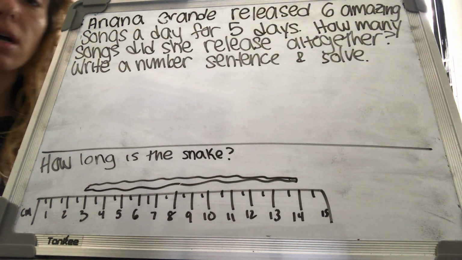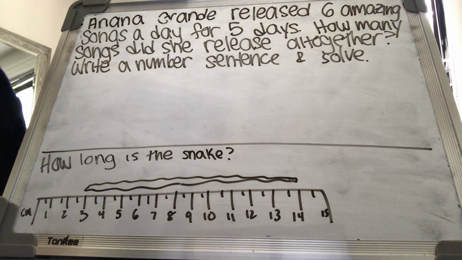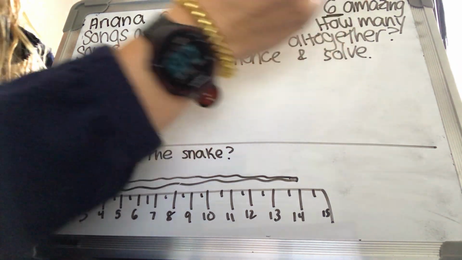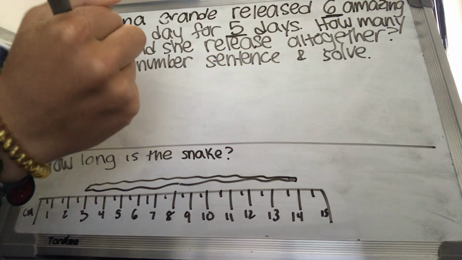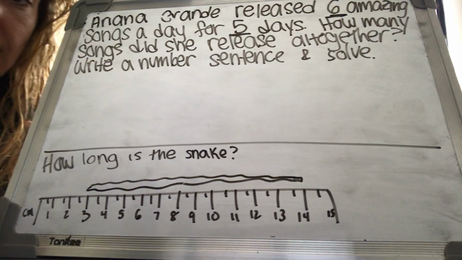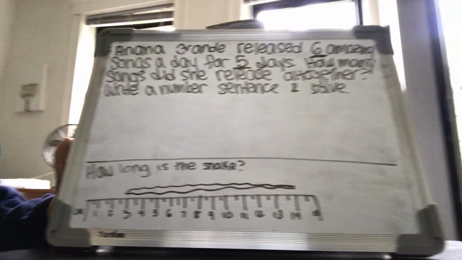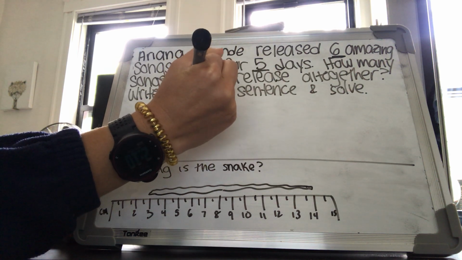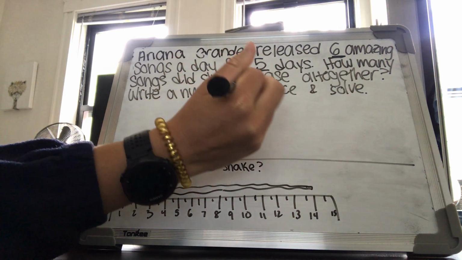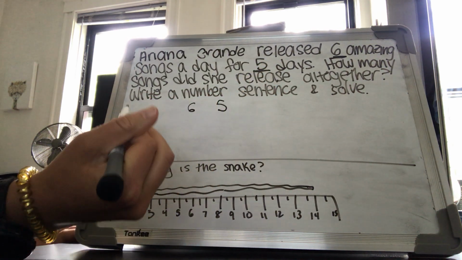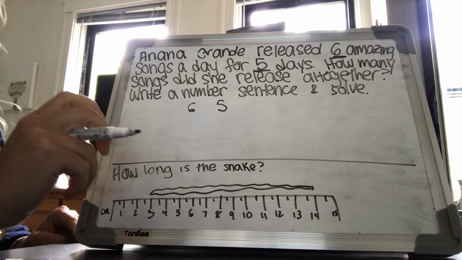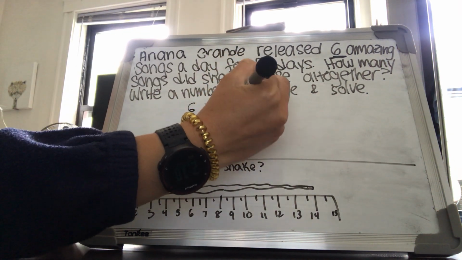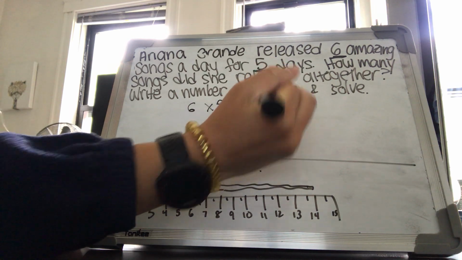All right, so this is a multiplication problem because I see 2 parts. She released 6 every day for 5 days. So the first thing I want to do is write a number sentence that matches. I know that she has 6 a day and 5 days, so I need to figure out how many she's releasing altogether. This is a groups of question, so I know it has to be multiplication. 6, 5 times equals blank.